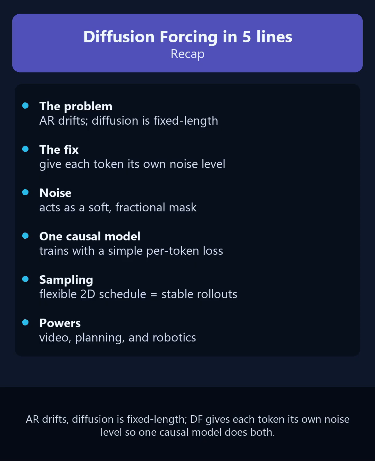Quick recap. Next token models drift, full sequence diffusion is fixed length. Diffusion forcing gives every token its own noise level, treating noise as a soft mask, so one causal model does both. It trains with a simple per token denoising loss and samples on a flexible two-dimensional schedule for stable, guidable, variable length rollouts. It powers video, planning, and robotics.